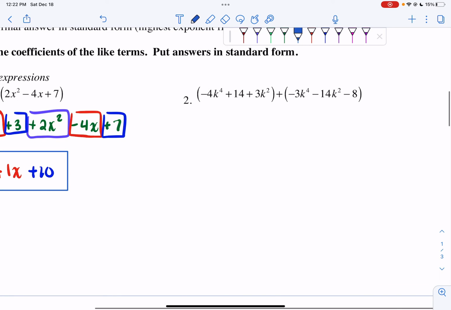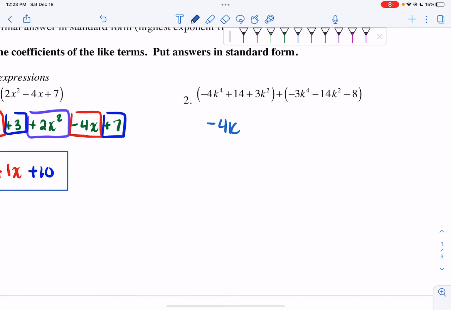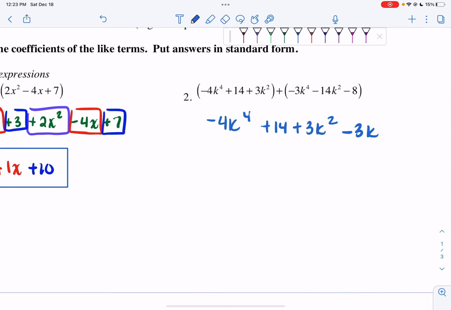Now let's look at our next example. We have negative 4k to the fourth plus 14 plus 3k squared plus a negative 3k to the fourth minus 14k squared minus 8. I'm going to drop my parentheses and just carry the signs. So for this example, I have negative 4k to the fourth plus 14 plus 3k squared, drop it, minus 3k to the fourth minus 14k squared minus 8.